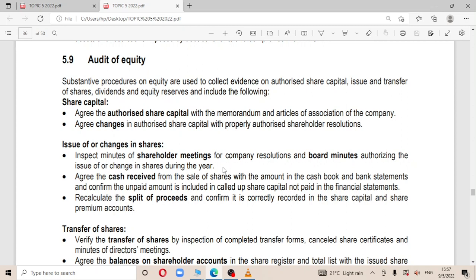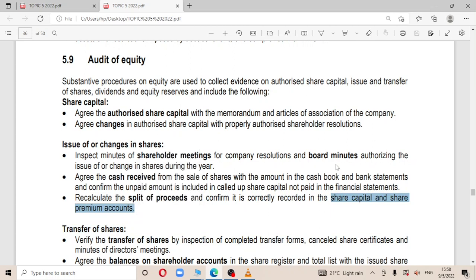Then you recalculate the split of proceeds to confirm it's correctly recorded in the share capital and share premium. You remember in company accounts, some shares you can sell at a premium. You must split. The share capital is credited to the share capital account, and then the premium is credited to the premium account. That must be split. It must not be bundled together.